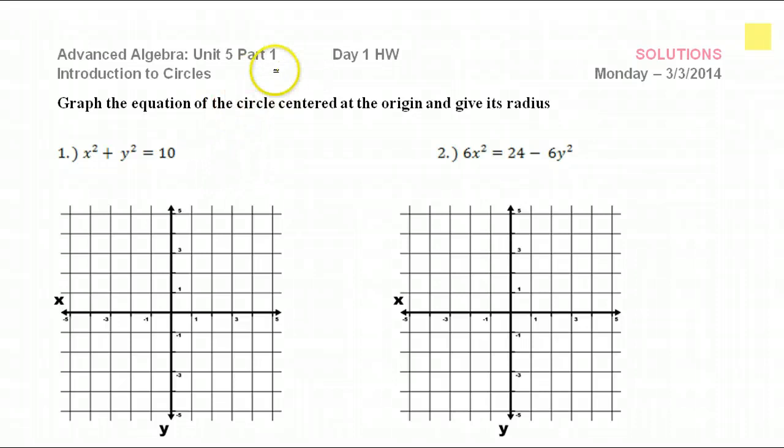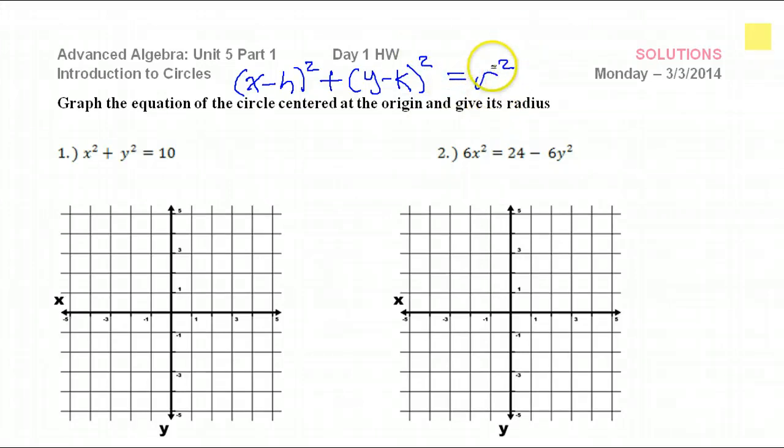Alright, in general, the equation of a circle looks like this. It's (x minus h) squared plus (y minus k) squared is equal to r squared. Now in this formula, r is the radius and h and k are the center of the circle.